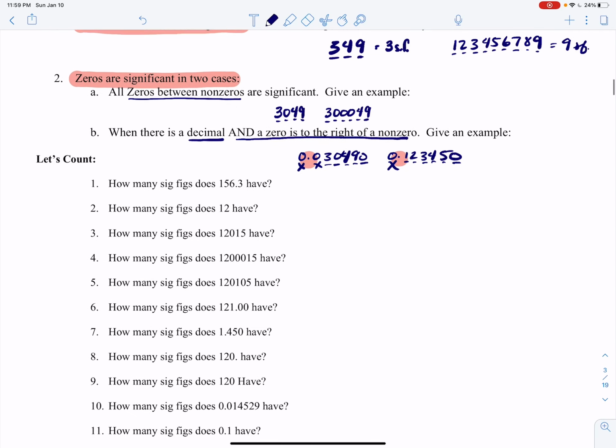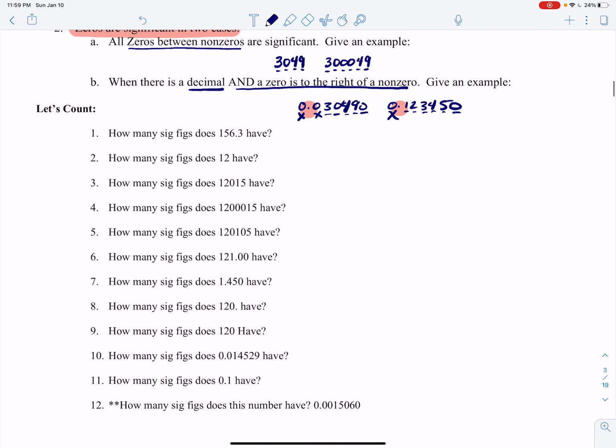So let's see how well you do. Go ahead and pause the video and see if you can figure out how many sig figs these numbers have.